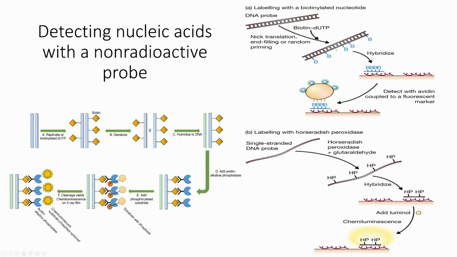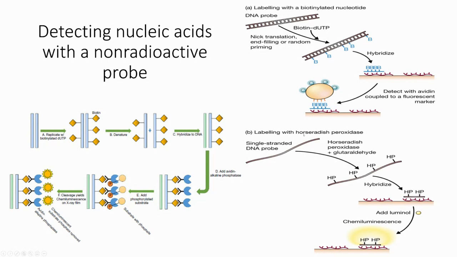From these three different techniques, you have a probe labeled with biotin, and this probe binds to the target. Then to detect the presence of the binding, you add avidin, because avidin can recognize the biotin, and the avidin is also coupled with a fluorescent marker, so that you can recognize the presence of the signal. That's one way, called the biotin-labeled nucleotide.